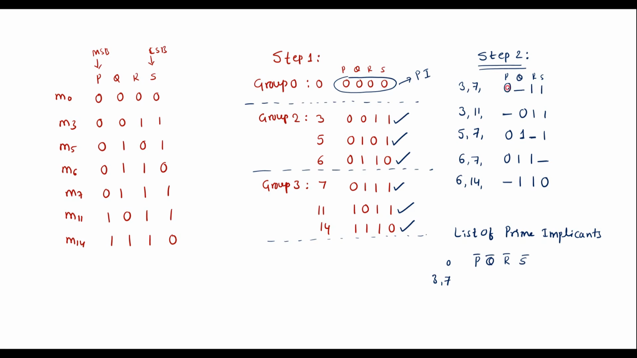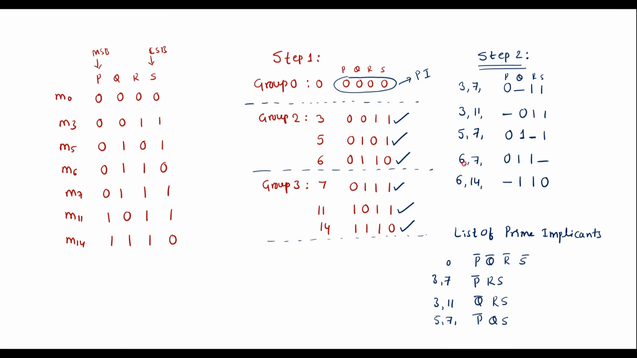So it is P, that is 0. It means it is P bar. We have to drop this Q, and it is R and S, that is P bar, R and S. Next we have 3 11. The value is Q bar, R, S. Next we have 5 7. That is P bar, Q, S.